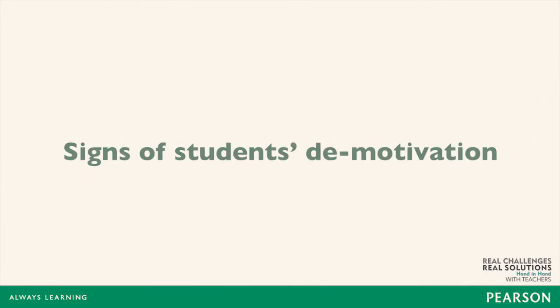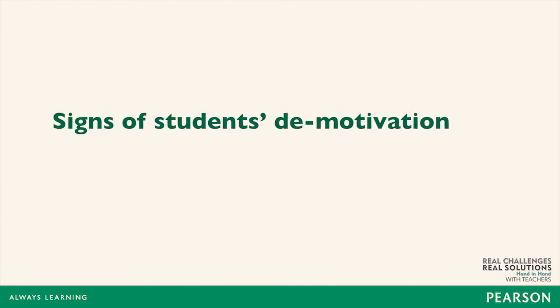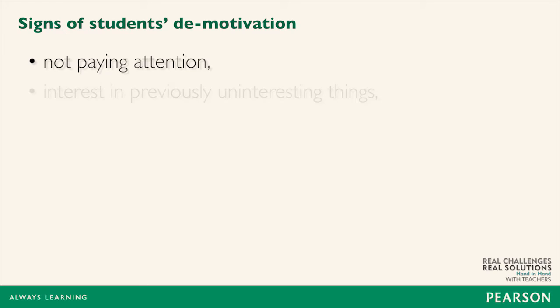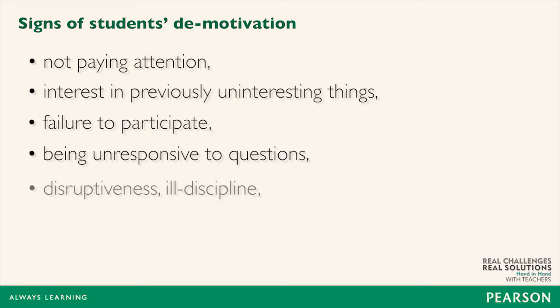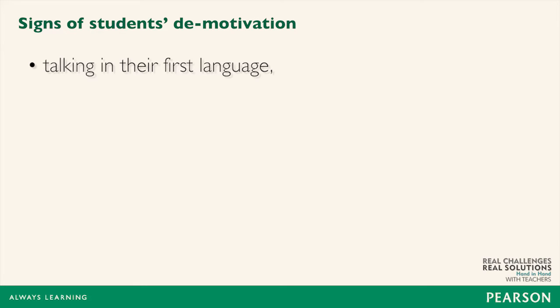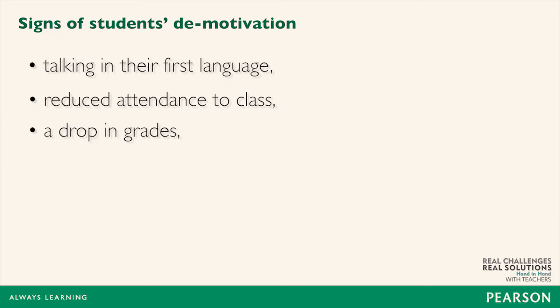If you don't put your students at the centre of everything you do, you risk demotivating them. And without the fuel of motivation, the vehicle of learning is likely to splutter, stall, and stop. Now, signs of student demotivation can include not paying attention, interest in previously uninteresting things, a failure to participate, being unresponsive to questions, disruptiveness, ill discipline, frequently checking their phone, talking in their first language, reduced attendance to class, a drop in grades, failure to achieve career goals, etc.